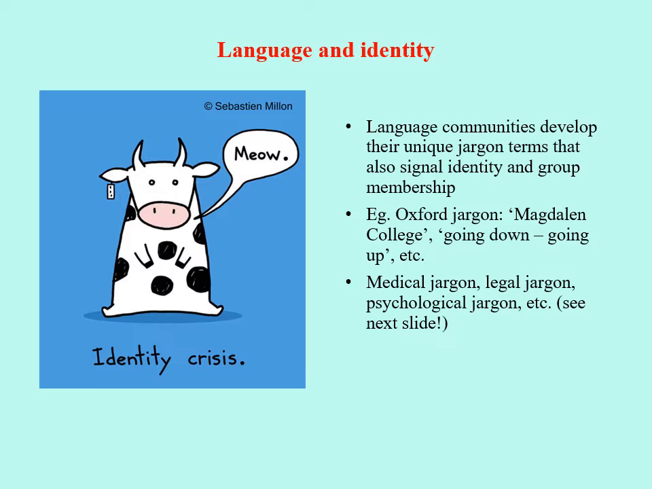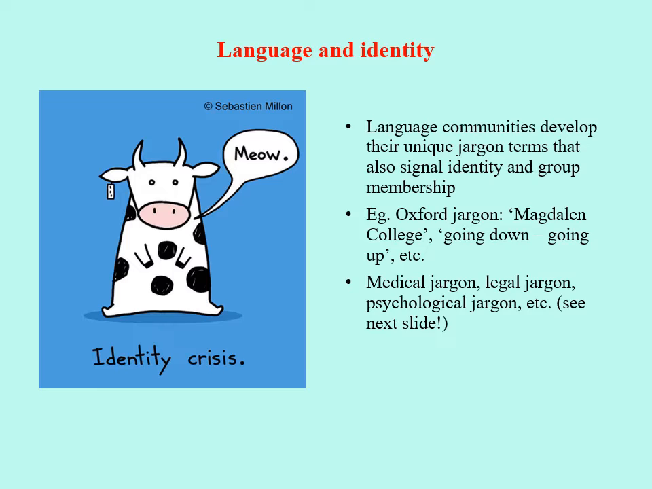When I was a student at Oxford University, it took me a little while to learn, for example, that when you know the Oxford jargon, then Magdalen College is not pronounced Magdalen, but it's pronounced Magdalen. That is a signal that you know how people speak in Oxford. Using terms like going down, that means going to London, and going up means coming up to Oxford. So terms like going down, going up had very specific meanings in that particular language community.